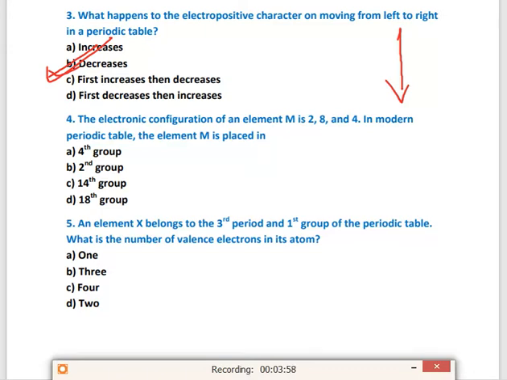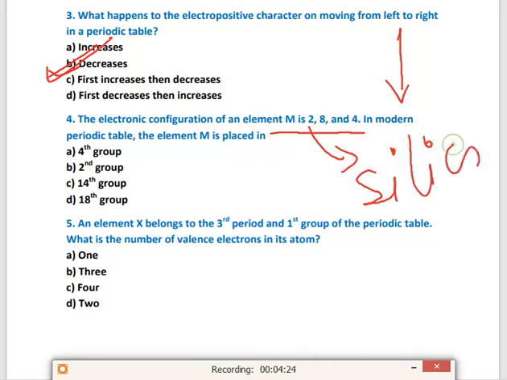Now the fourth question: the electronic configuration of an element M is 2, 8, 4. In the modern periodic table, in which group is the element present? Can you guess which element this is? 2 plus 8 is 10, 10 plus 4 is 14. So atomic number 14 belongs to the element called silicon. And silicon is present in which group of the periodic table? It is present in group number 14. Also we can predict this, as the number of valence electrons is 4, so this element should be present in group number 14 of the periodic table. Correct?